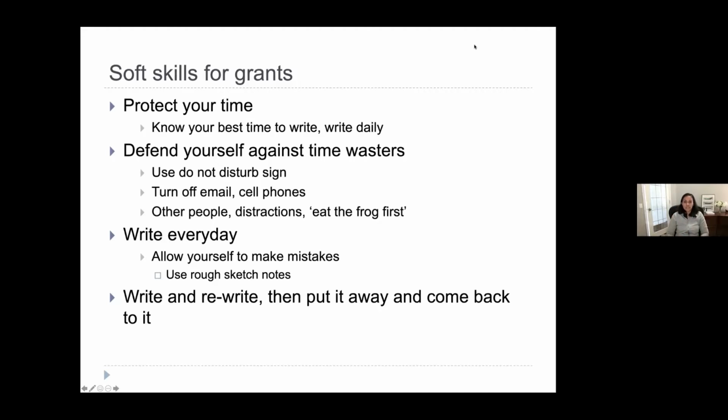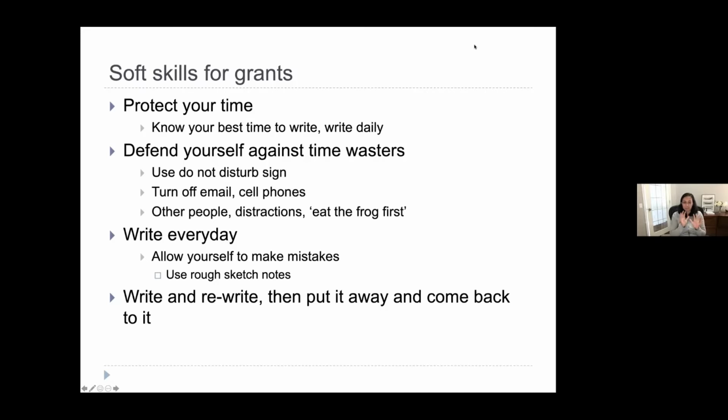Then you have to defend yourself against time wasters. I had one of these at the beginning of my career, who was my next door neighbor. So I learned quickly how to deal with that. You have to use your defensive strategies. And Richard, our co-director, gave me another one: eat the frog first. Whatever is most difficult, do it first. Don't put it off.